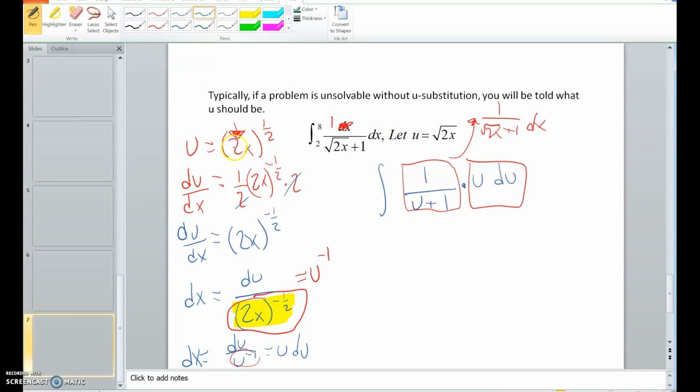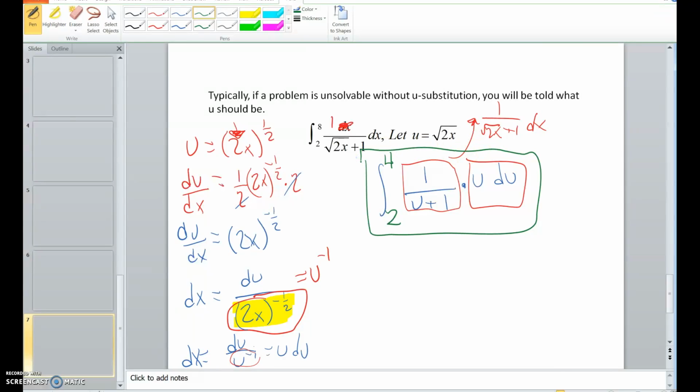Okay, when you plug in 2, you get square root of 4, which is still 2, so the lower bound doesn't change. When you plug in the upper bound, you get 2 times 8 is 16. When you take the square root of that, you get 4. So this problem is equivalent to the original one.